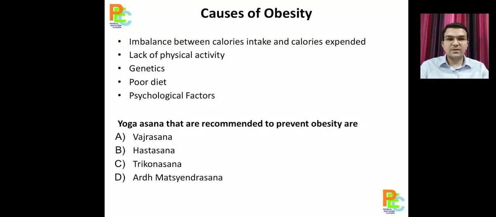There are certain asanas which are very helpful for obesity, and these are Vajrasana, Hastautanasana, Trikonasana and Ardha Matsyendrasana. These asanas help to prevent obesity.